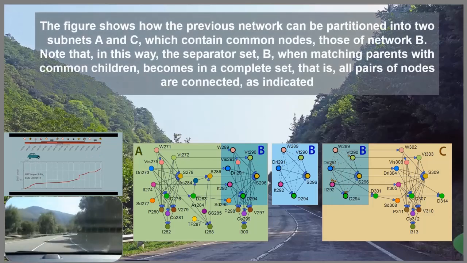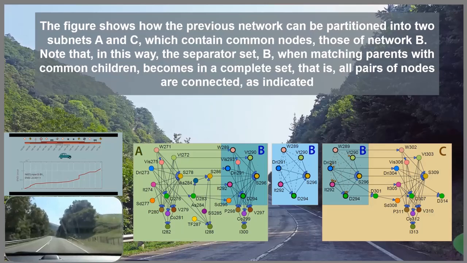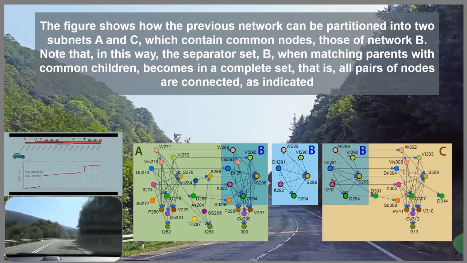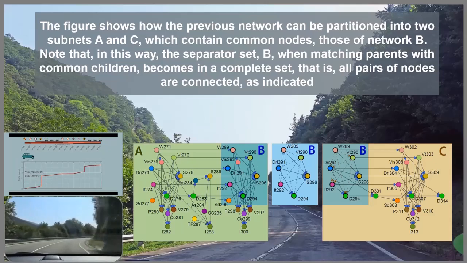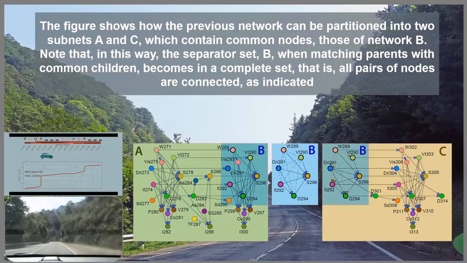The figure shows how the previous network can be partitioned into two subnets A and C, which contain common nodes, those of network B. Note that, in this way, the separator set, B, when matching parents with common children, becomes a complete set, that is, all pairs of nodes are connected, as indicated.